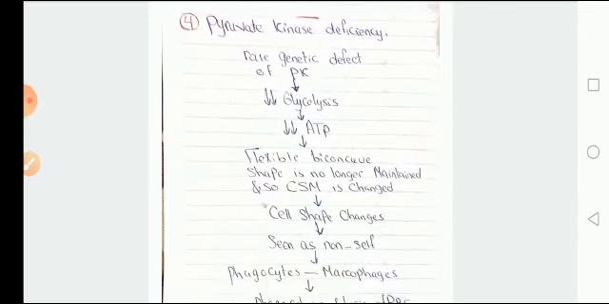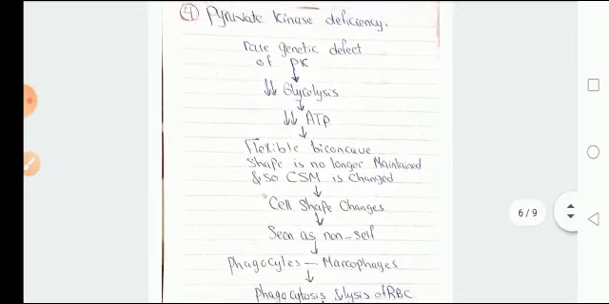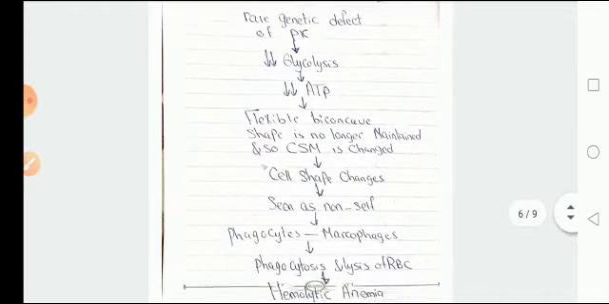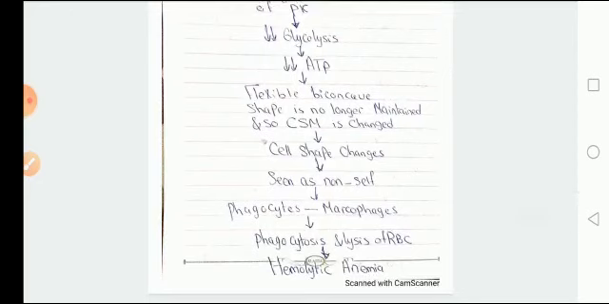Pyruvate kinase deficiency. This is a rare genetic defect of the enzyme. As you know, pyruvate kinase is very important for glycolysis. Any deficiency in this enzyme leads to decreased glycolysis, and as a result decreased synthesis of ATP. However, this would affect almost all the cells in our body, specifically RBCs.